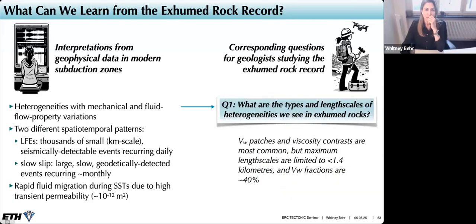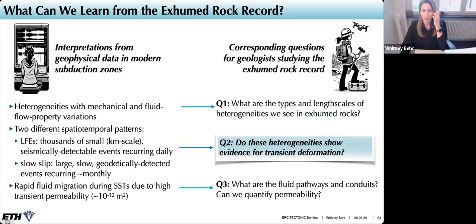Okay, so just to summarize this question about the types and length scales. We see these velocity weakening patches and viscosity contrasts are the most common types of heterogeneities in this zone, but the maximum length scales seem to be limited to about 1.5 kilometers or less. And then the velocity weakening material distribution is around 40% on average. Okay, but then we have these large and small scale heterogeneities, but maybe this also gets at Chris's question.